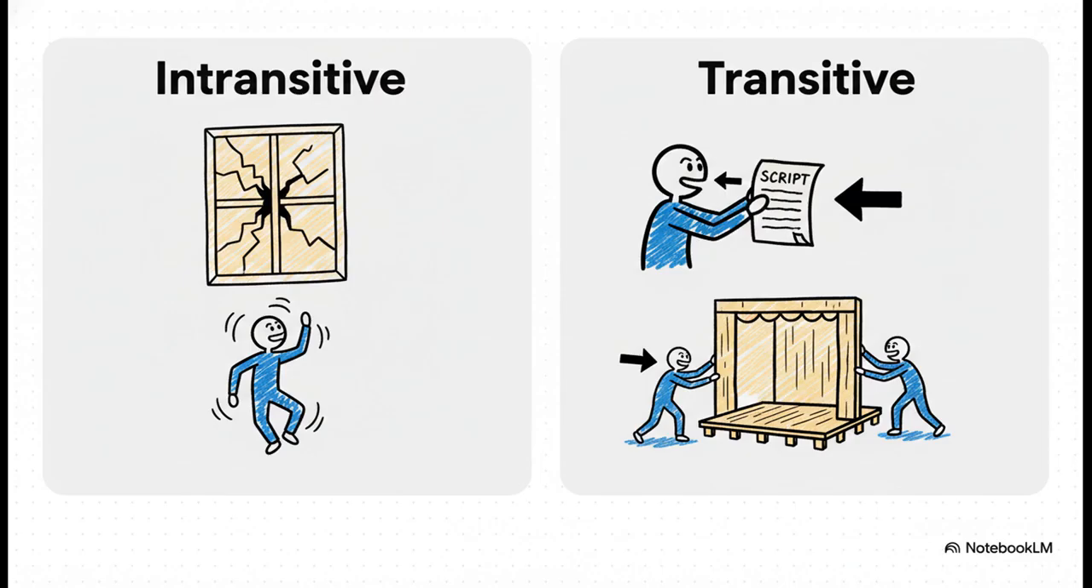The window broke. The cast danced. See? The action is totally complete. But on the right, you have transitive verbs, where that action gets transferred to something else. The actor ate. Well, ate what? The passage. The team built. Built what? The set. So here's the trick. If you can ask what after the verb and get a real answer, it's transitive.